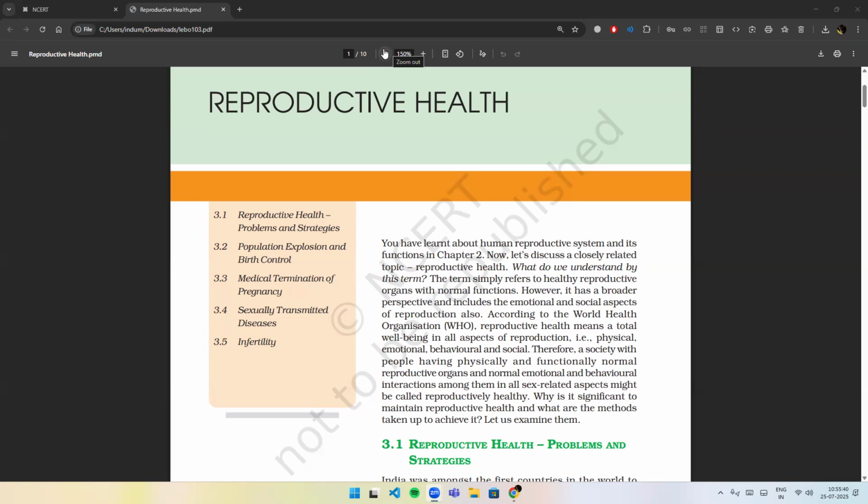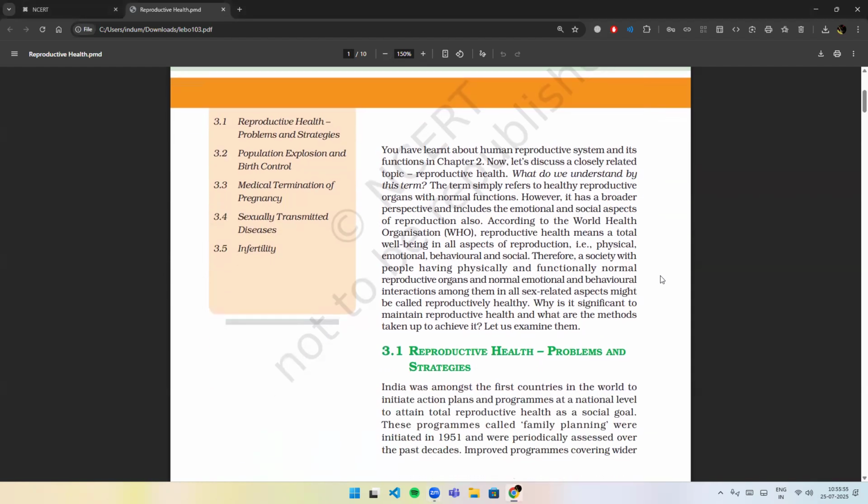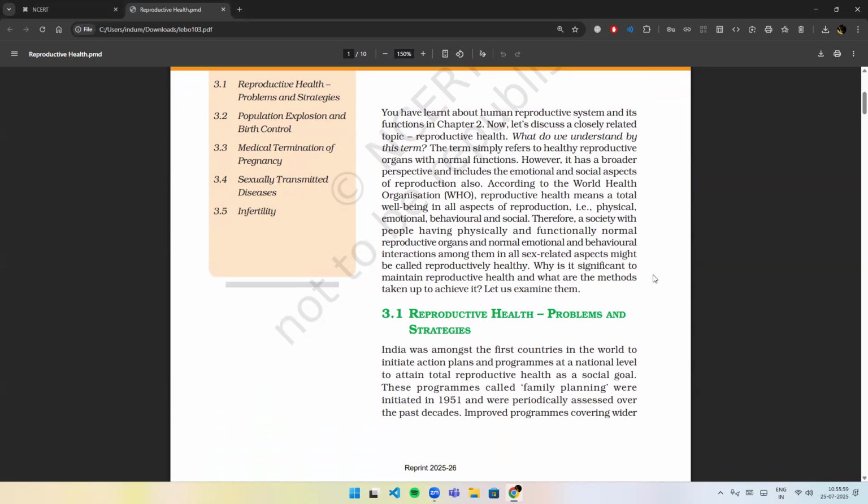Today we are going to read chapter number 3, Reproductive Health of class 12th Biology, and the book is NCERT. So let's get started. You have learned about the human reproductive system and its functions in chapter 2. Now let's discuss a closely related topic, reproductive health.